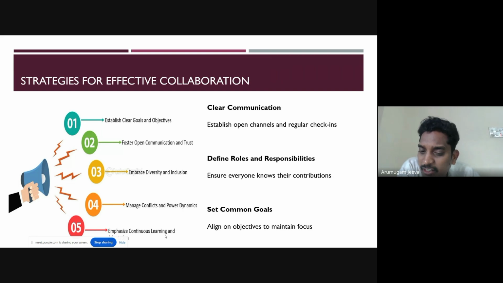Third thing is you have to set a common goal. Then only can we align with an objective to maintain the focus. So what is the focal point? To reach your focal point, what are all the alignments, and what are all the likely goals that can be created for those who are reaching towards it. Manage the conflicts also. Obviously, there will be conflicts on each and every topic, and how you are going to manage them and what kind of power dynamics you are going to make use of. And in this context, you have to emphasize continuous learning models. That is also very much important. These are the various strategies you can apply for effective collaboration, which is very much important.